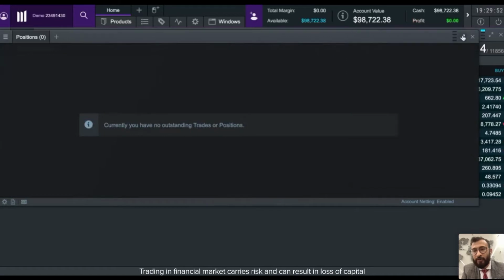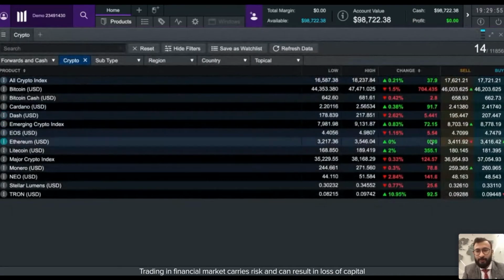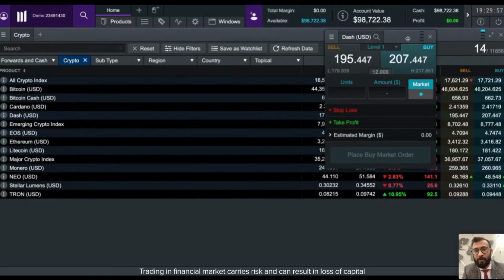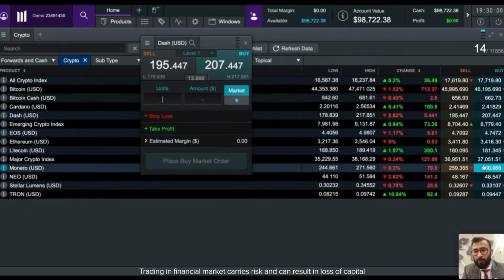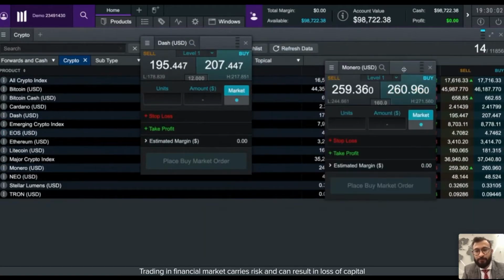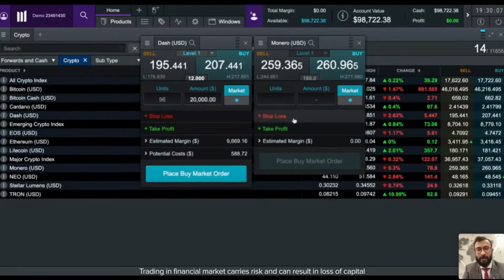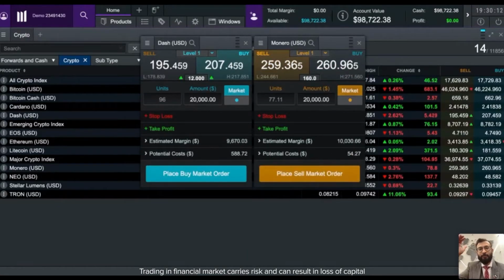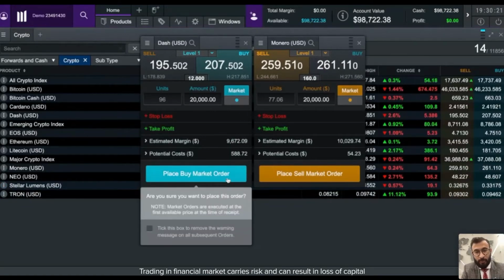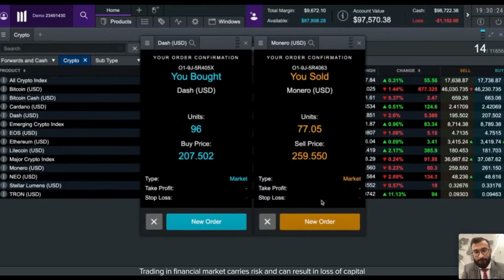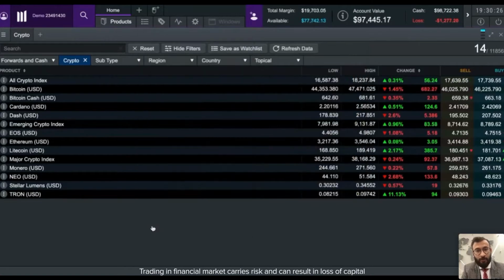So what you do is you click close here. This is Dash, click the order ticket, open it. And then this is Monero, again open the order ticket. The strategy says you buy Dash. So let's say I'm going to put $20,000 in Dash and short sell Monero. How am I short selling Monero? I'm borrowing it from the broker's inventory, expecting prices to come down. So either Monero will come down or Dash will go up. So this is Dash, buy, and sell. So I took both the trades.